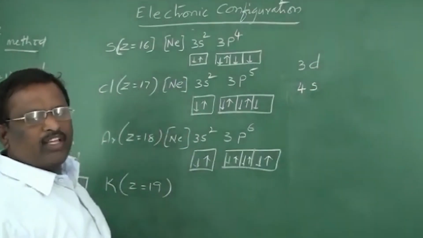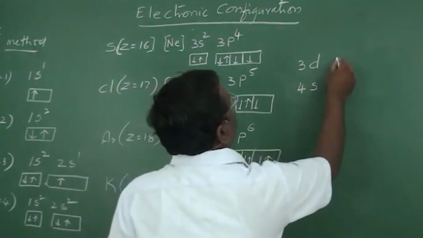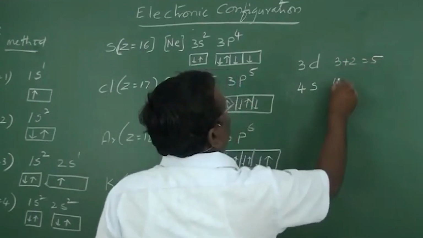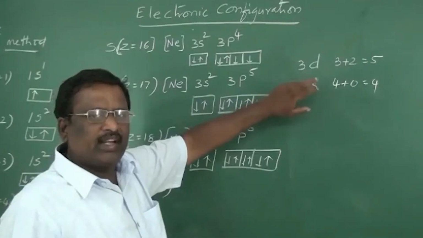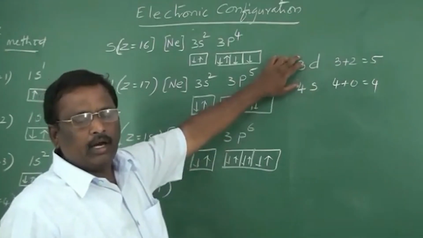Now let us verify the n plus l value of these two orbitals. For the 3d orbital, the n plus l value is 3 plus 2, which is 5. For 4s, it is 4 plus 0, which is equal to 4. Out of 3d and 4s, the n plus l value of 4s is less than 3d. That's why the electrons will first enter into the 4s orbital rather than the 3d orbital.